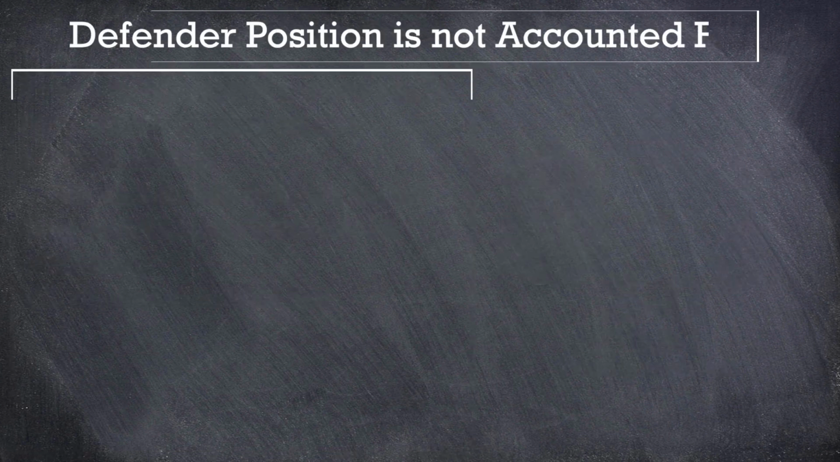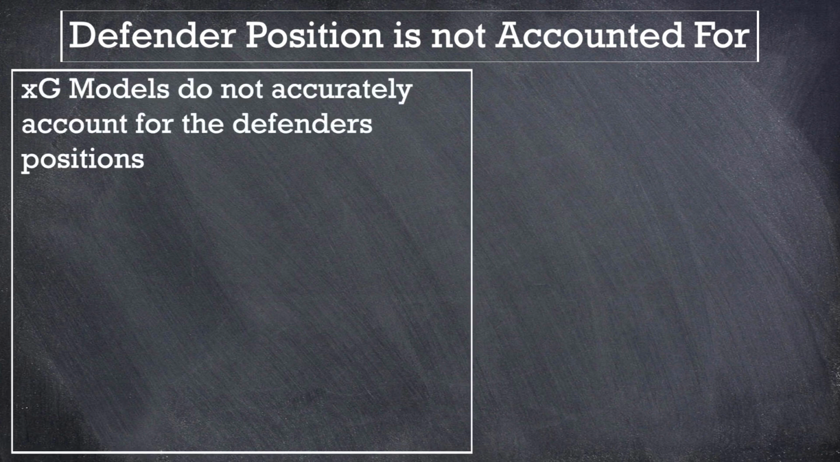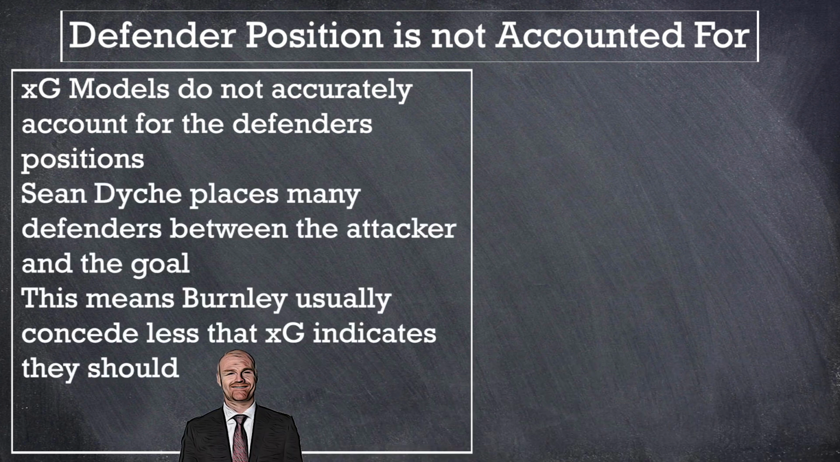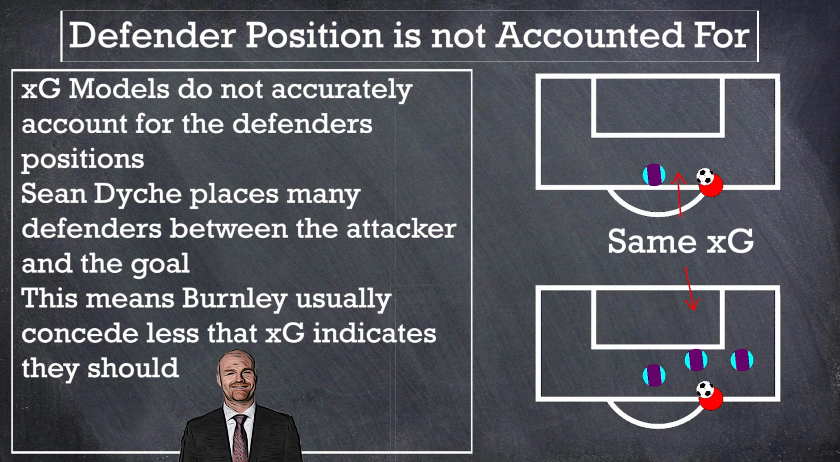In addition, many XG models don't account for the positioning of defenders when the shot is taken, which may reduce the accuracy of this metric. Sean Dyche is the most famous overperformer of expected goals conceded, as he puts a block between the shot and the goal. So the XG from this region may still be 0.5, but the model doesn't take into account that there's 6 defenders between the striker of the ball and the goal itself.